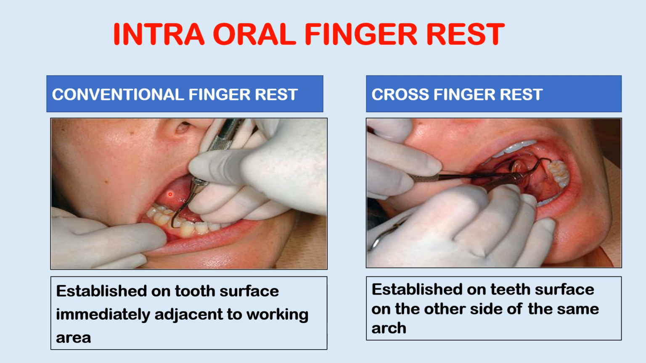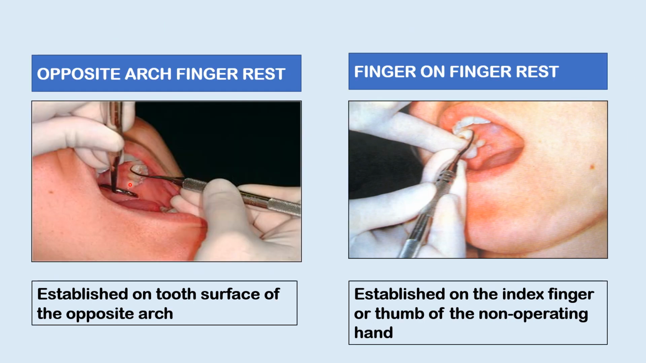So let's talk one by one about various intraoral finger rests. First one is the conventional finger rest. In this diagram, we can see that it is established on the tooth surface immediately adjacent to the working area. Coming to the second one, which is the cross finger rest, it is established on the tooth surface on the other side of the same arch. Coming to the third one, which is the opposite arch finger rest, from the name itself, we can see that it is established on the tooth surface of the opposite arch.